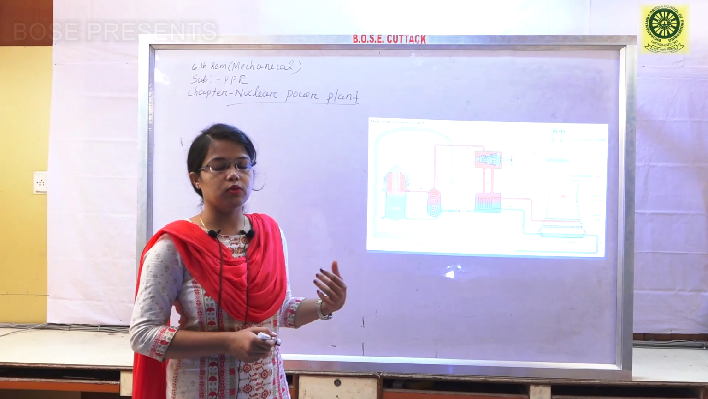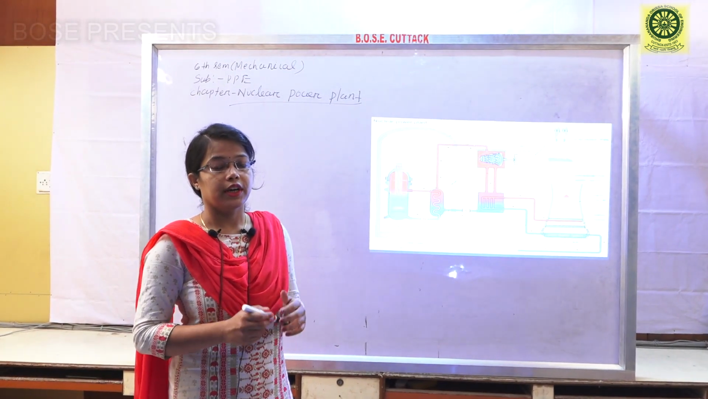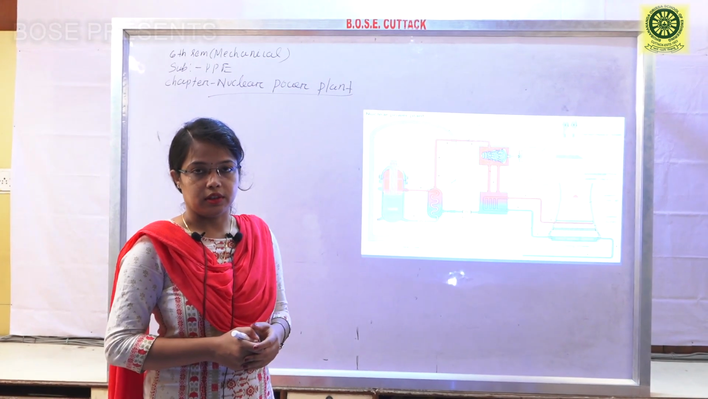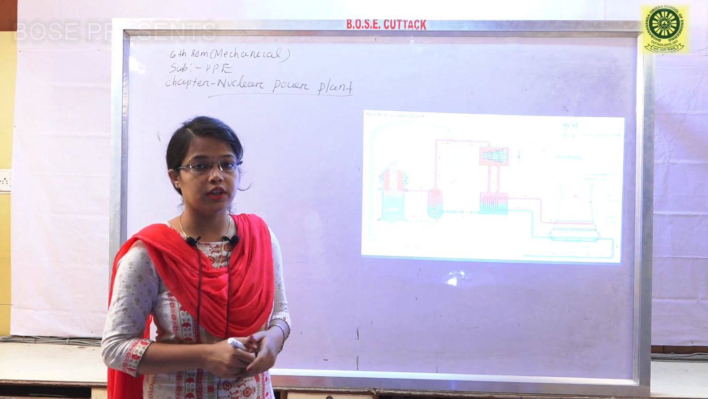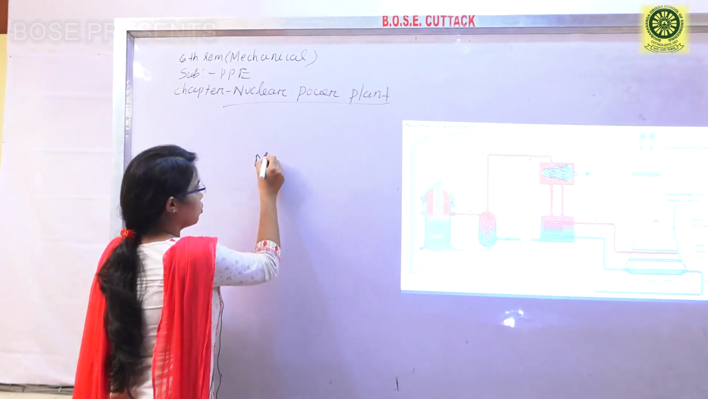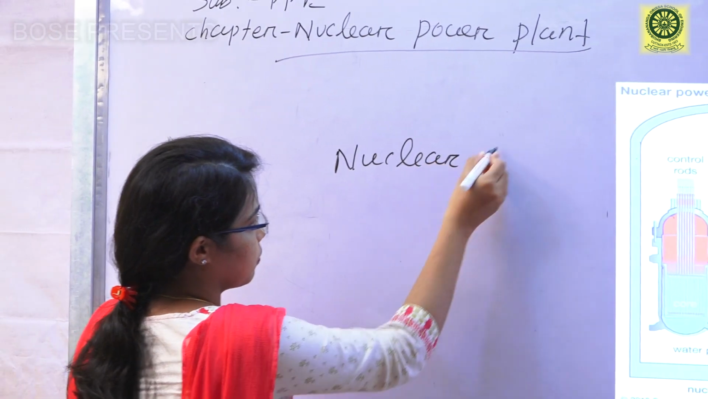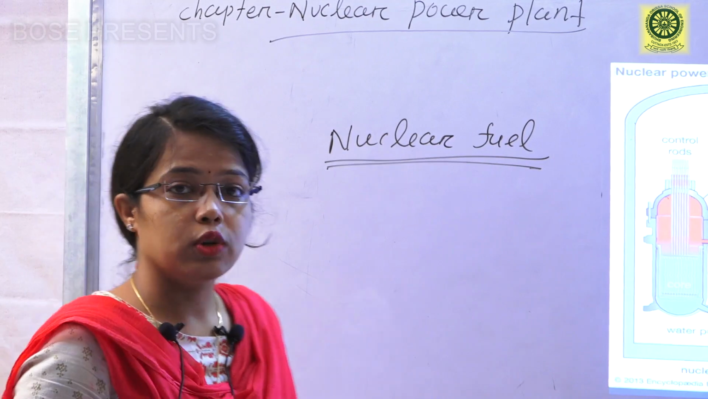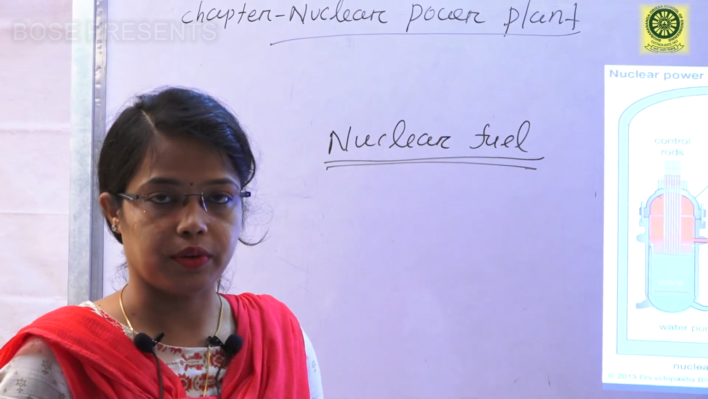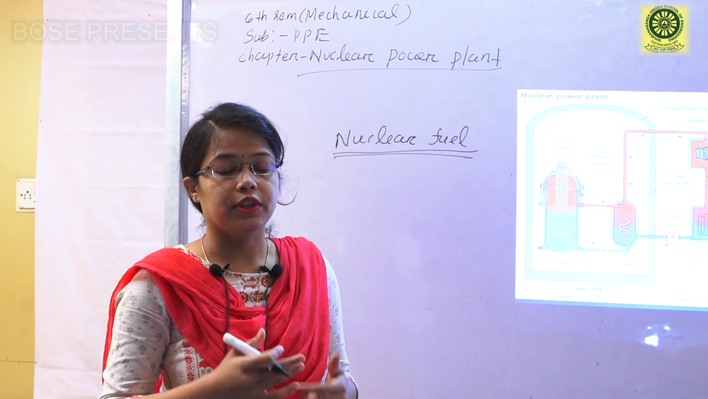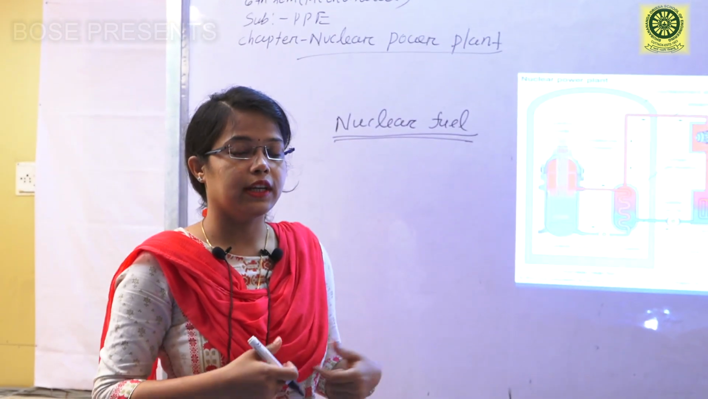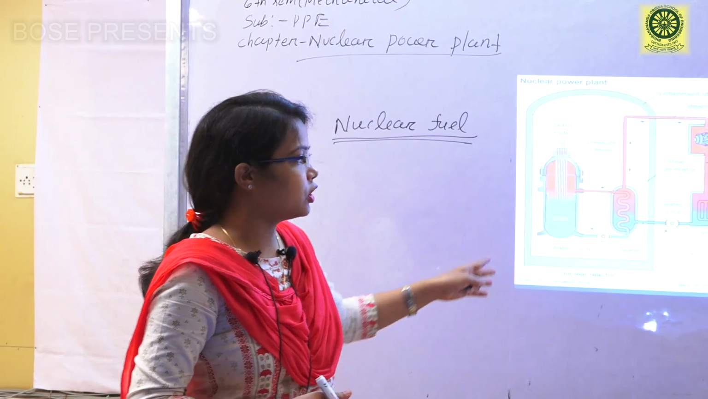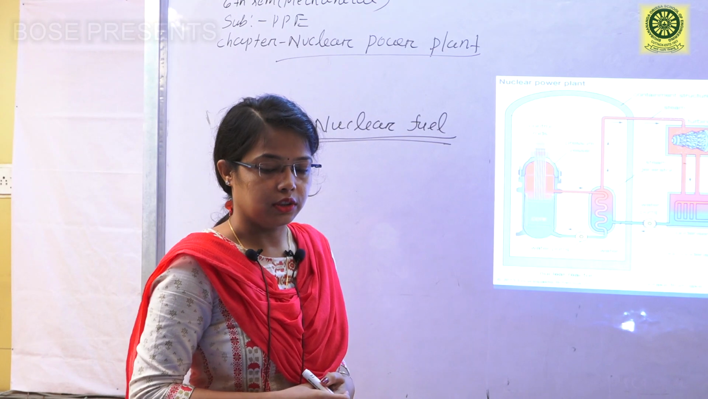But here in this nuclear power plant we are using radioactive material. And what is this radioactive material? This is also called nuclear fuel. Okay, nuclear fuel. This nuclear fuel has a high amount of energy, and by the fission reaction this nuclear fuel generates a high amount of heat that is enough for the generation of steam in the steam generator.